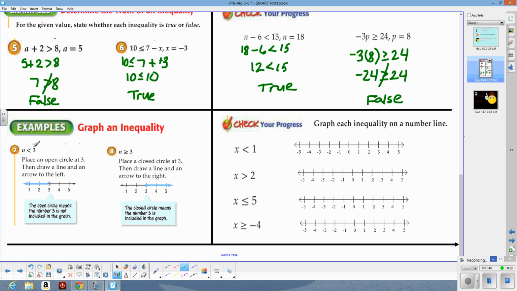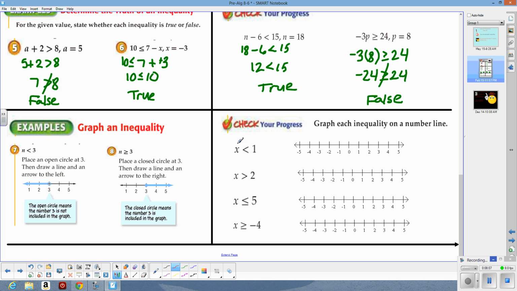So basically you want to put a circle on this number that you have, and then fill it in if it's one with an equal sign, and leave it open if it does not have an equal sign, and then figure out if you're going to make your arrow to the right or the left. You may want to pause the video and try these next ones on your own.